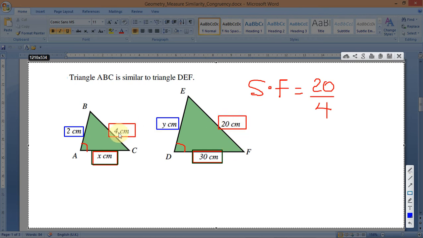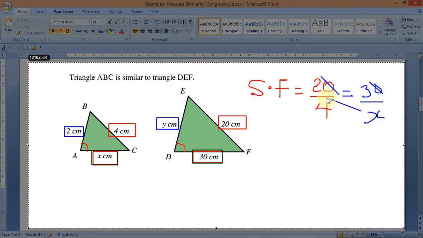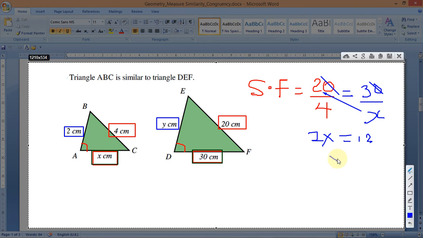20/4 equals 30/x. So cross multiply. I don't want to waste much time, so let me just cancel this 0 with this 0. If I cross multiply now, I have 2x equals 4 times 3, which is 12. So 2x equals 12. Finally x equals 6. So I'm through with x. So x equals 6, guys.